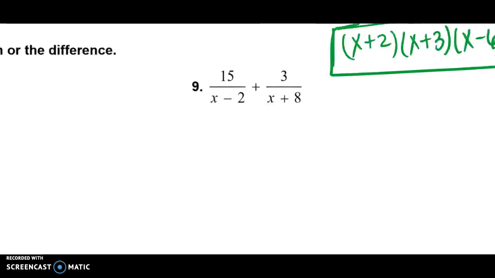So first we need to state what our least common multiple is. For here we have x minus 2 and x plus 8. So our least common multiple is x minus 2, x plus 8.